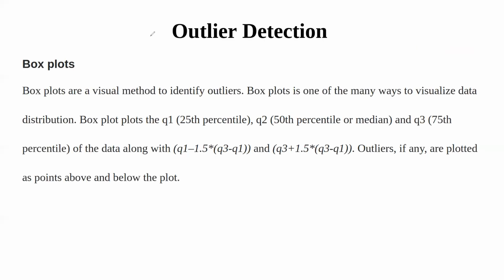Now, let's see how to deal with outliers, and how to detect them first of all. Outlier detection can be done very well using box plots. The box plot, as we know, is a visual method to identify outliers. We have already discussed in the data visualization class that box plots can be used to plot the 25th percentile, the 50th percentile or median, and the 75th percentile, which is Q3.